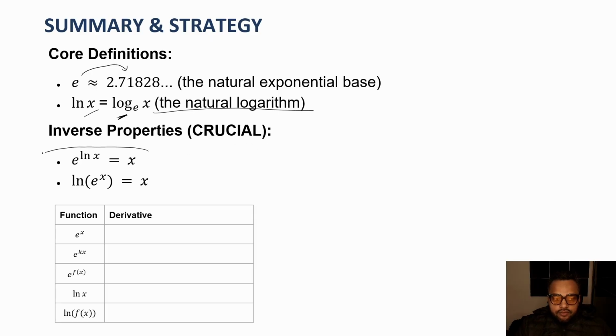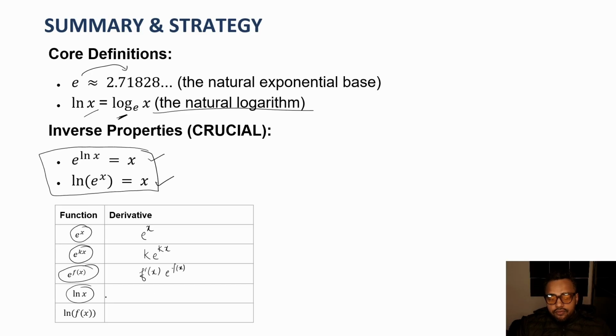Okay. Inverse properties which we have discussed: e raised to the power ln x will be equal to x, which we have discussed in detail. Log e raised to the power x will be equal to x. For the function e raised to the power x, the differentiation will be e raised to the power x. For the function e raised to the power kx, the differentiation will be k e raised to the power kx. For the function e raised to the power f(x), the differentiation will be f prime x into e raised to the power f(x).